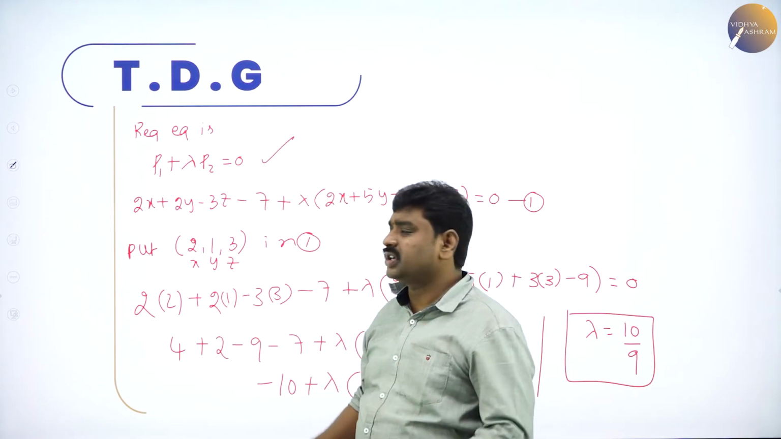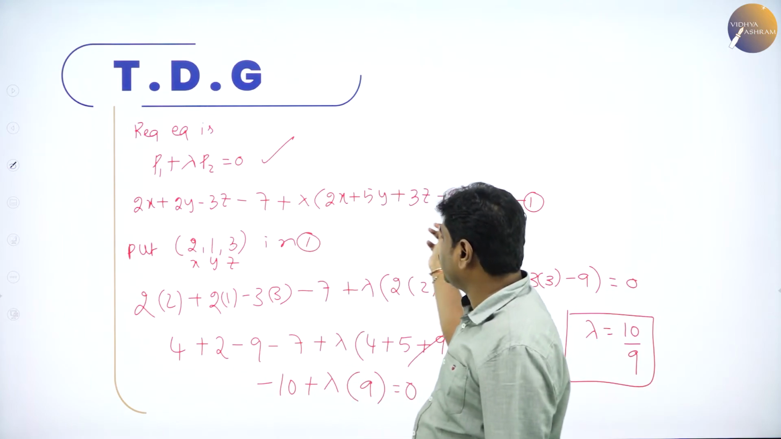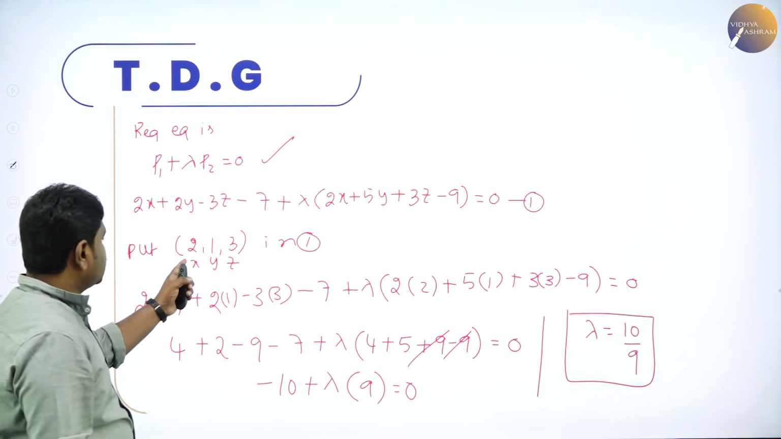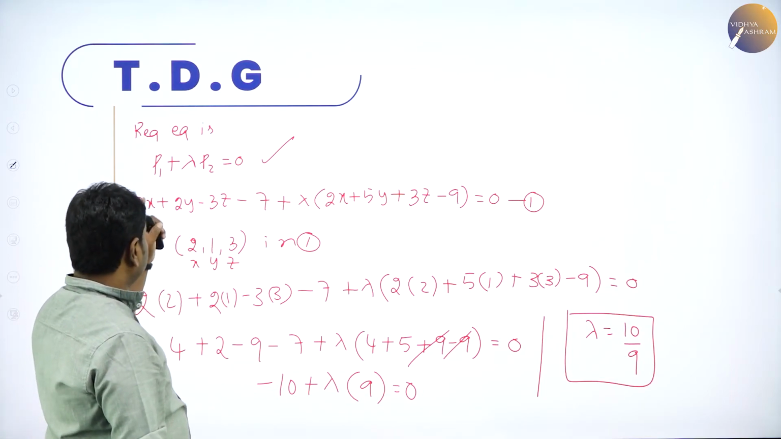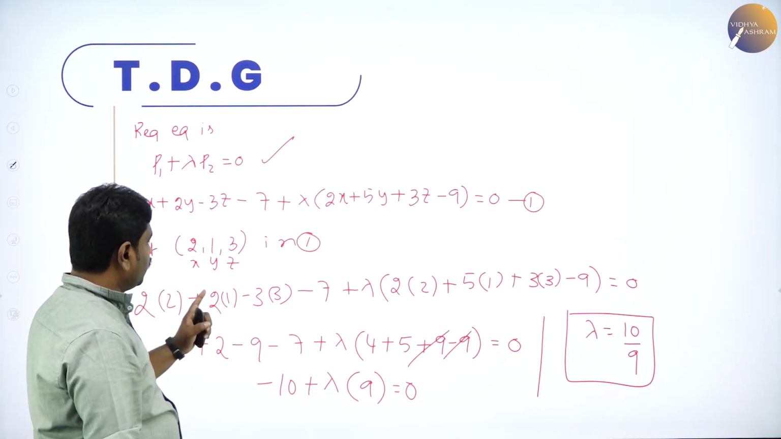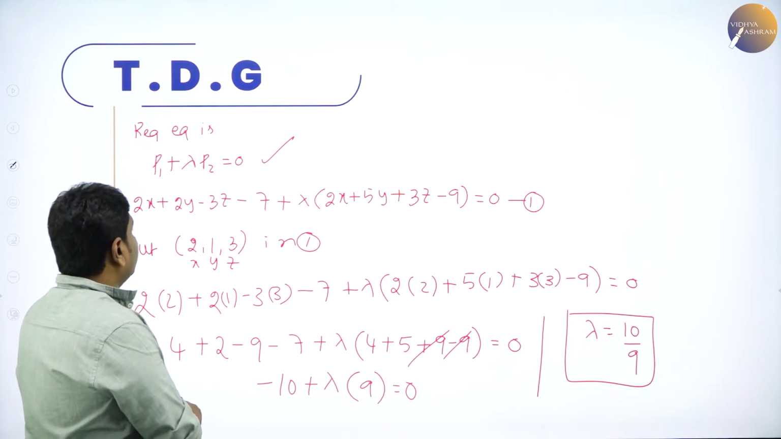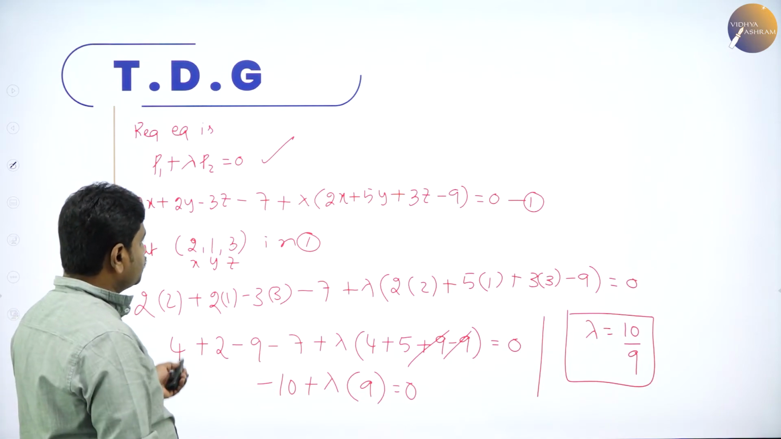I converted it into Cartesian form. Plane 1 plus lambda times plane 2 equal to 0. In the place of x, y, z, substitute the values 2, 1, 3. So in the place of x put 2, y put 1 and z put 3. Solve it, you will get lambda as 10 by 9. Once you get the value of lambda, substitute it.